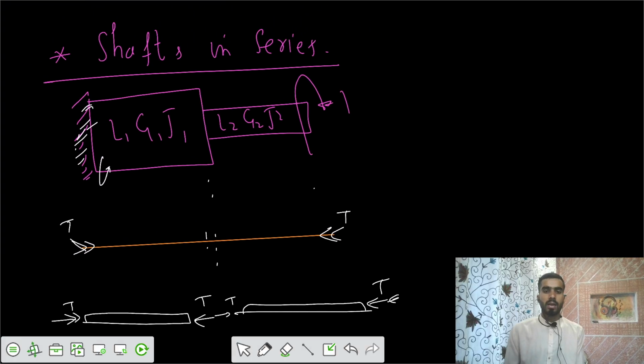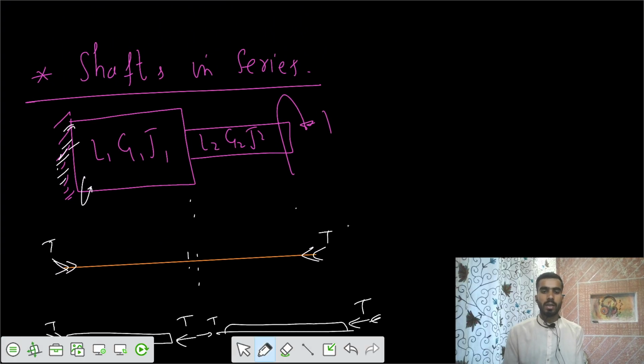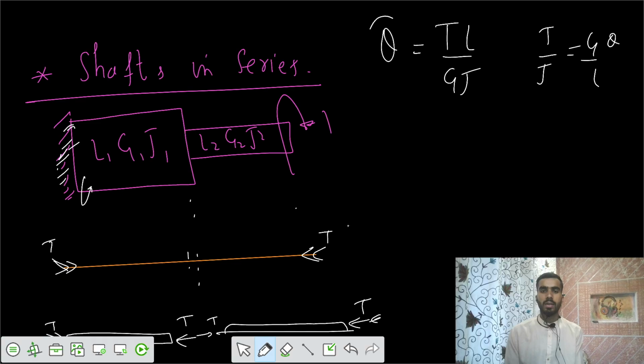Let's see how much theta is developed. We know that theta equals T L by GJ, based on the equation T by J equals G theta by L. The question is to get the total theta of that combination of shafts, theta total.